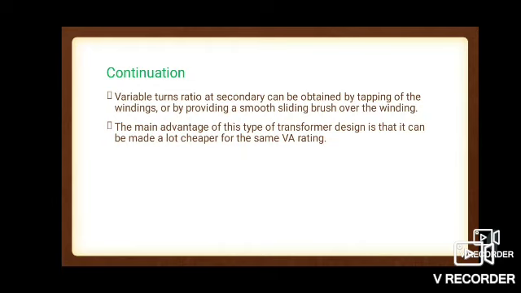Variable turns ratio or secondary can be obtained by tapping of the windings or by providing a smooth sliding brush over the winding. That is called as variac. The main advantage of this type of transformer design is that it can be made a lot cheaper for the same kVA rating.